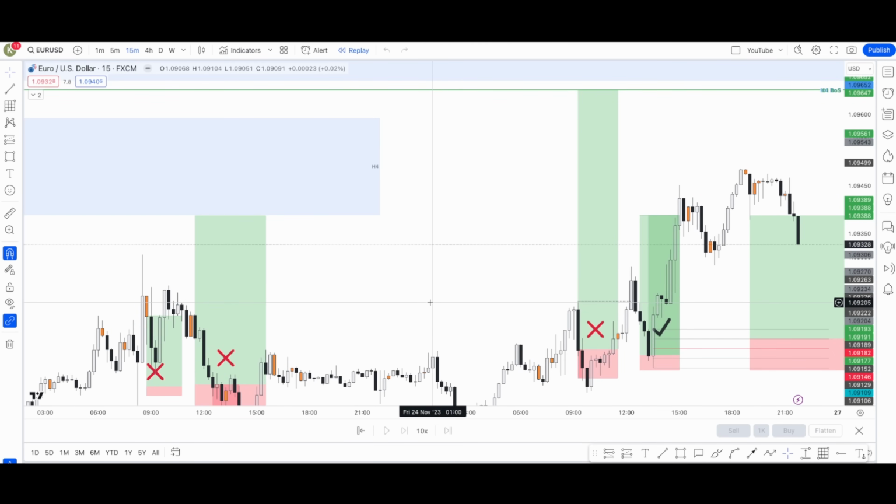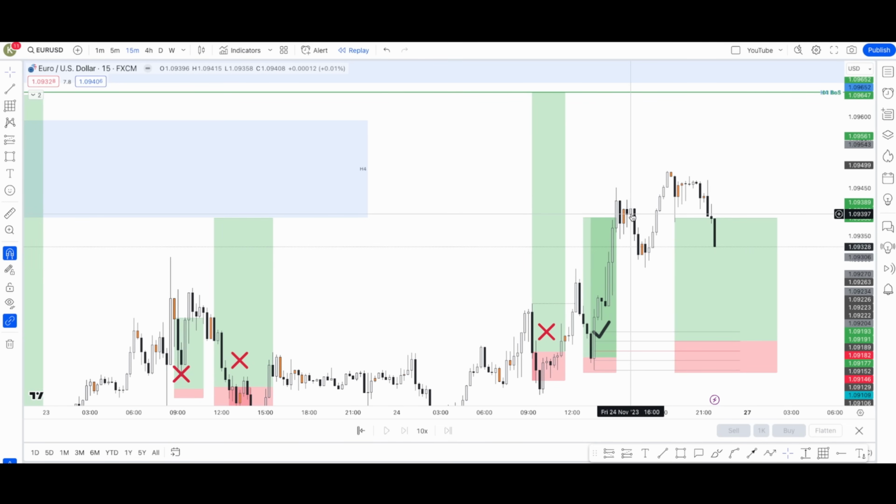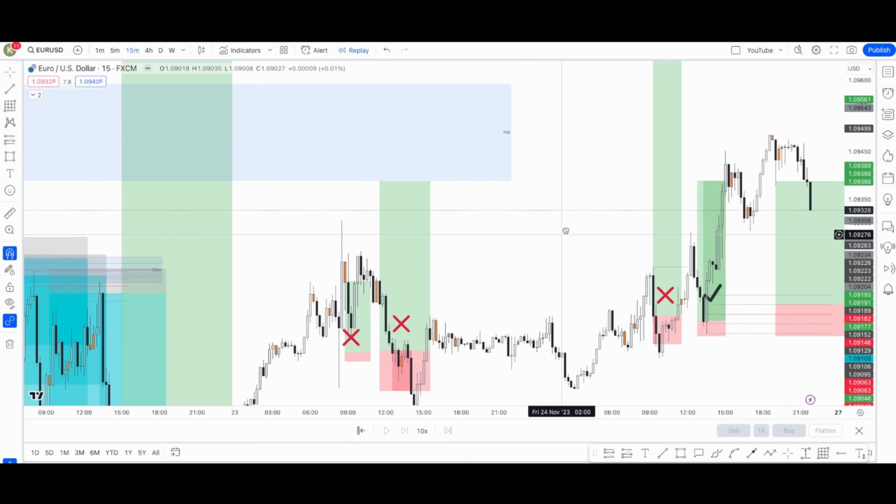There we go, end of the week. And just kind of tapped into the last order block down there, which obviously you wouldn't take because you don't want to hold over the weekend. So that's quite epic. I'm going to get the calculator out for this because we're going to need it.